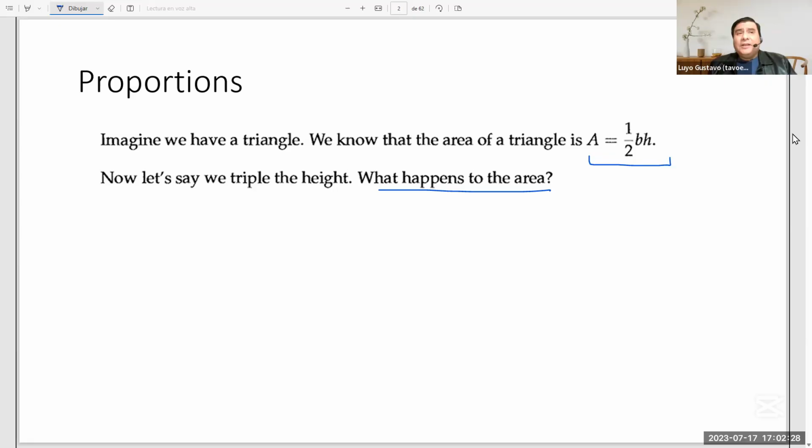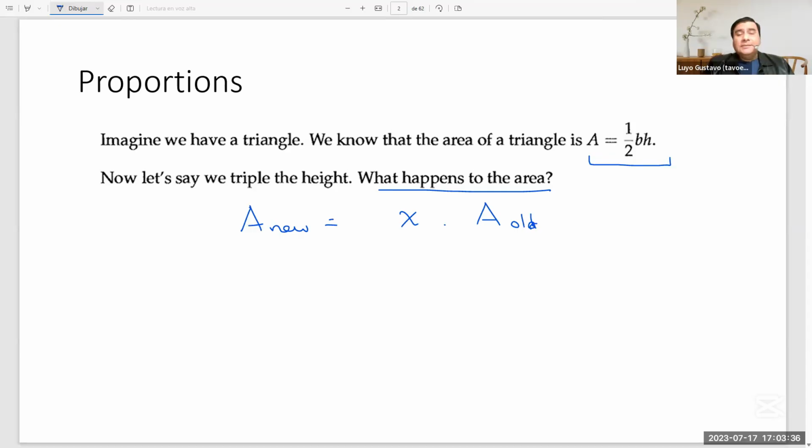Something like, for example, saying the new area will be this factor x multiplied by the old area. How would we find this? Do you want to try? Okay, give 1 minute. Okay, let's see. What are we supposed to do here? Take a look at this.